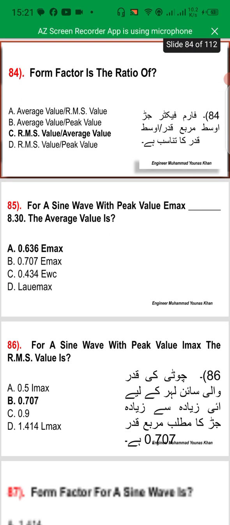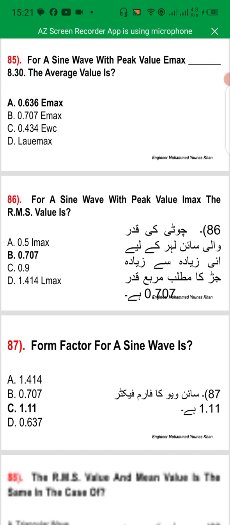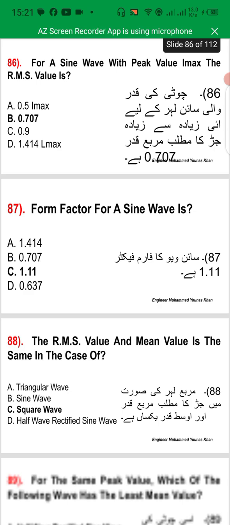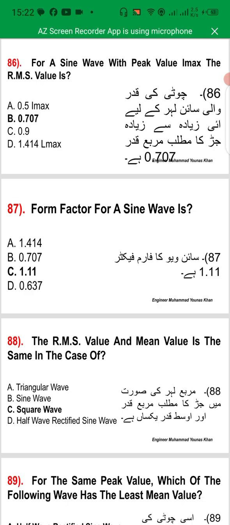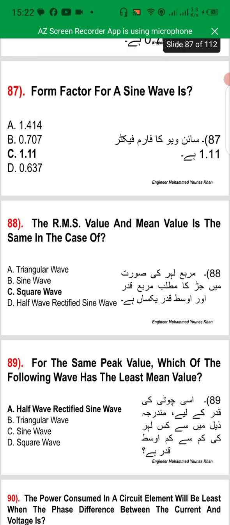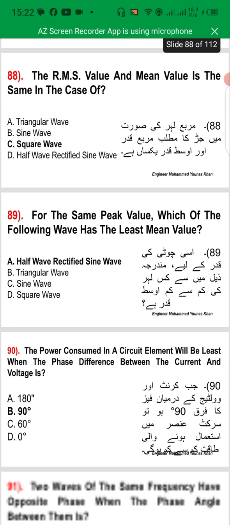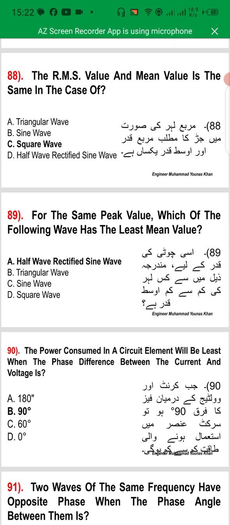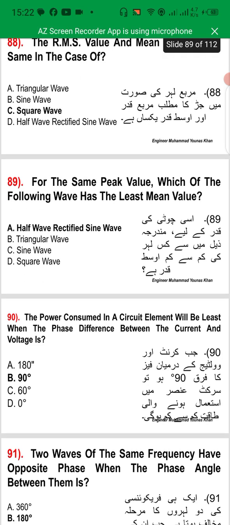Form factor is the ratio of RMS to average value. For a sine wave with peak value E maximum, the average value is 0.636 E maximum. For a sine wave with peak value I maximum, the RMS value is 0.707 I maximum. Form factor for a sine wave is 1.11. The RMS value and mean value are the same in the case of a square wave.